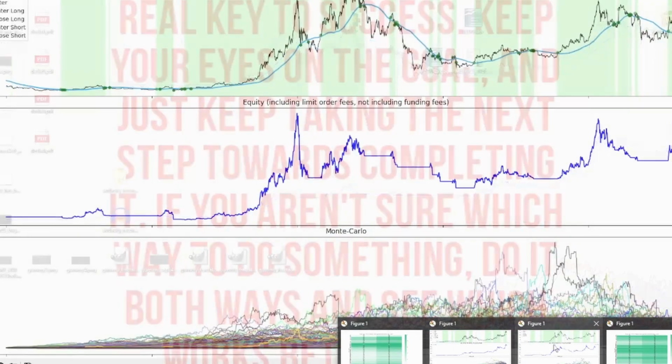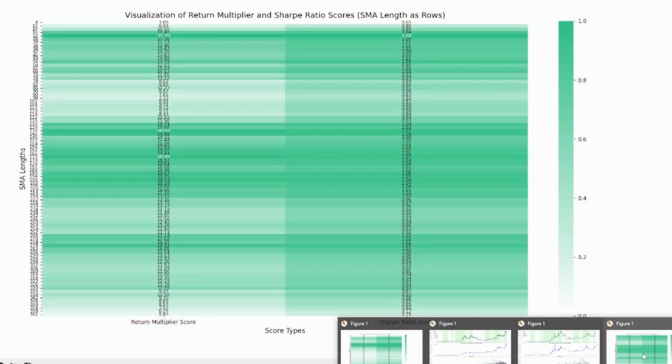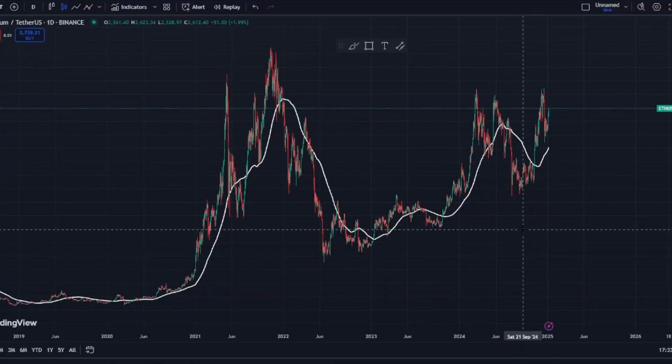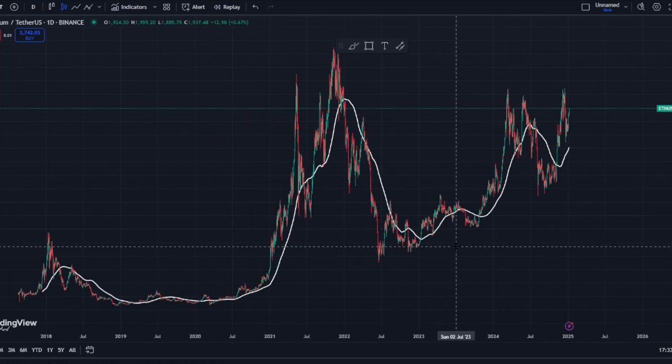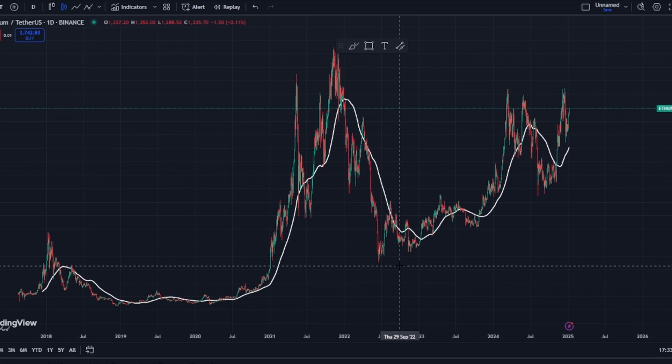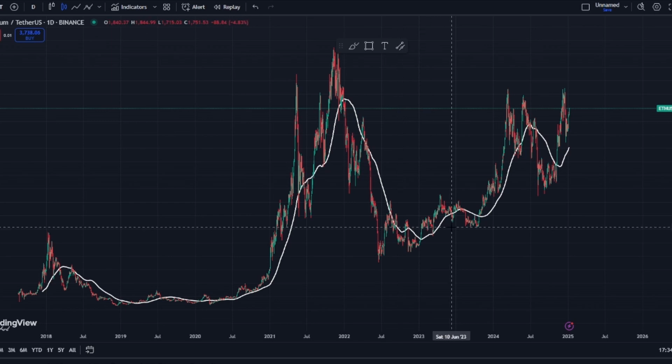In the last video, we looked at a Bitcoin simple moving average strategy, and in this video, I'd like to take a deep look into the same strategy on Ethereum. So we choose the daily time frame, and like in the last video, I just apply a simple moving average here that you can see in white. For example, here I chose a period of 120, and I just want to compare the results with what we obtained in the last video with Bitcoin.